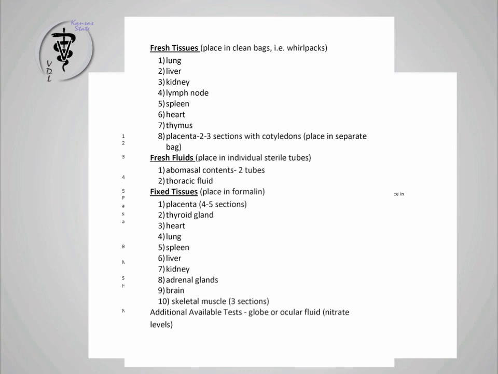Rest of these tissues, basically we're looking for evidence of infectious diseases, septicemia, those types of things. Fresh tissues up here, so obviously we're going to use those for cultures, checking for viruses, that type of thing. And then our fluids are pretty important. So abomasal contents, I have 2 tubes listed up there.